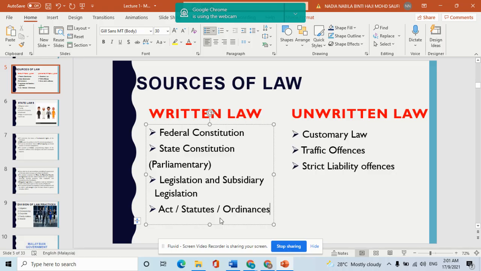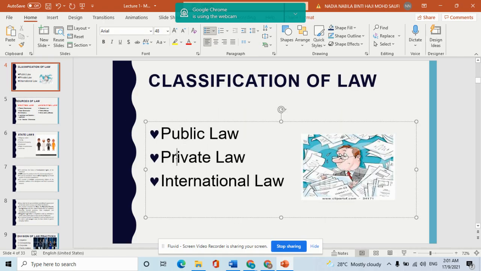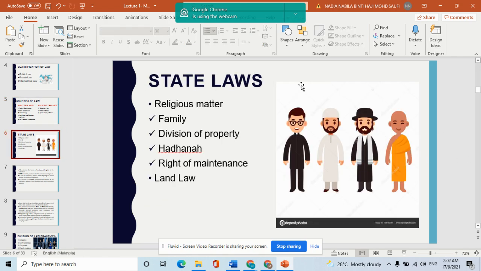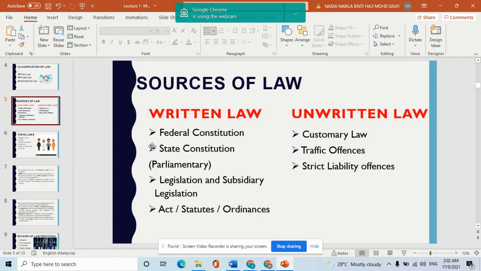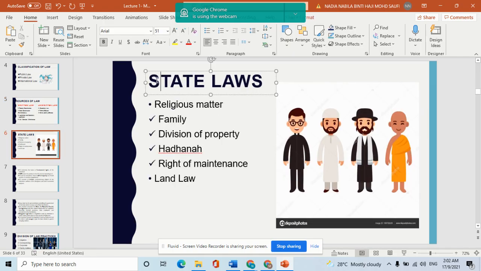So I hope everyone is clear on what the classifications are. There are three classifications, and there are two sources of law. So let's proceed to state laws. This is the state constitution here. It is also called state laws.